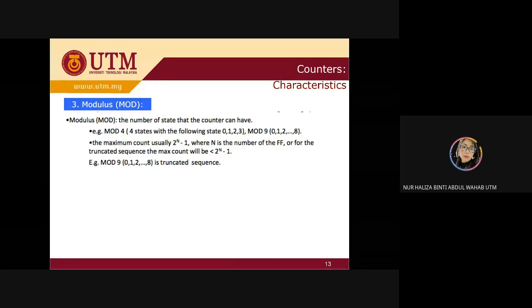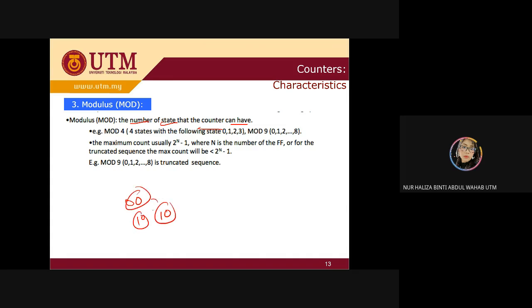And then after that, the third one is on your modulus mode. It is the number of states that the counter can have. Example, let's say your counter is having 3 states only. So you're going to have mode 3. If you have another 2 more states, we will have it as mode 5 and so on.